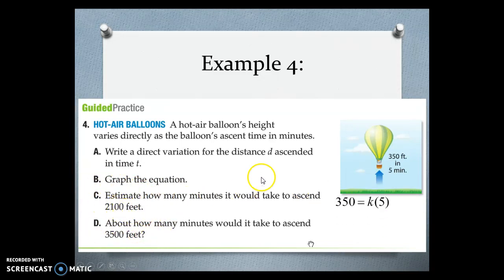So I know that it rises 350, that's my y, in 5 minutes. That's my x. If you ever get stuck on these types of problems, time is almost always the x-axis, so keep that in mind. If I divide both sides by 5, I get k equals 70. And then my equation is y equals 70x, or h equals 70t if you want to think of it that way. So we're going to keep this equation in mind, and go to the next slide. So we're going to graph it.